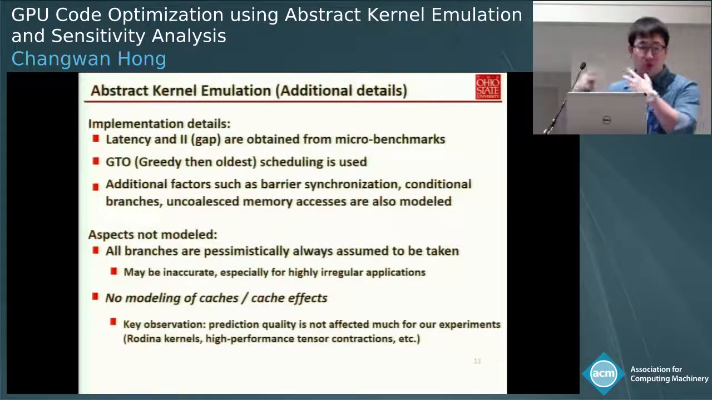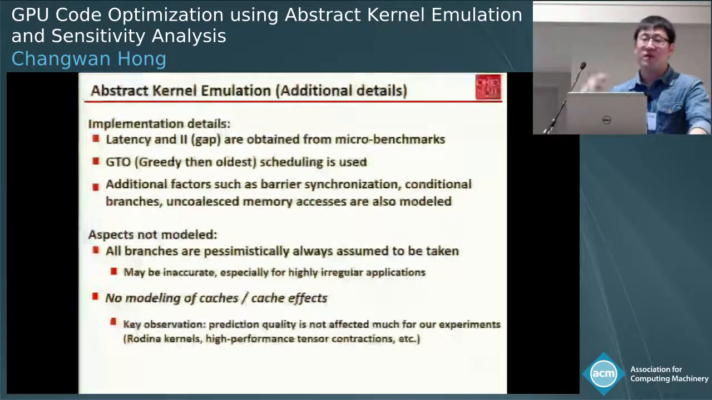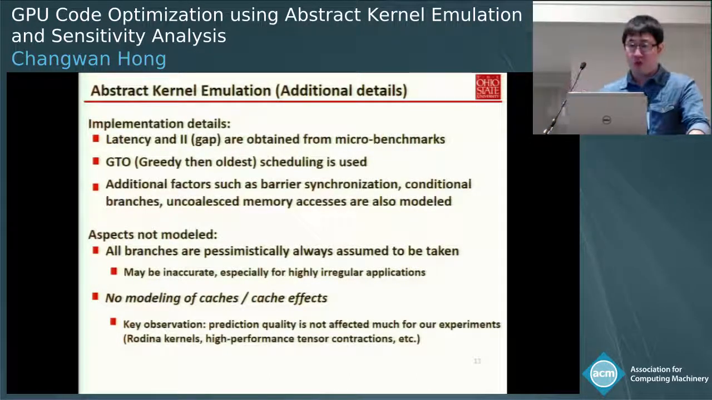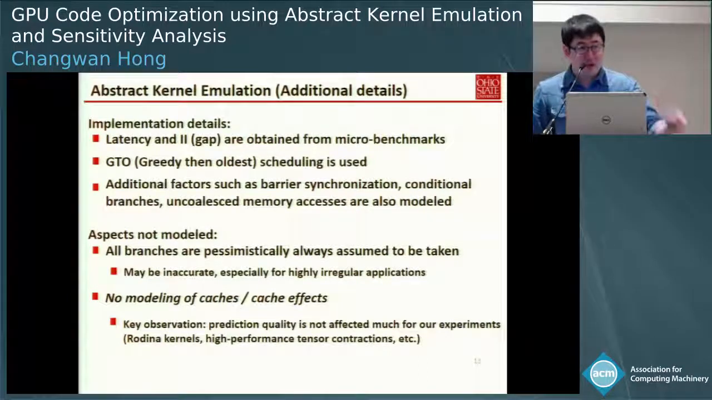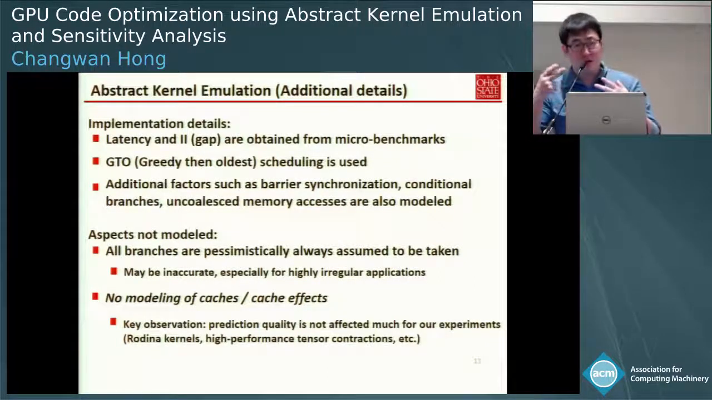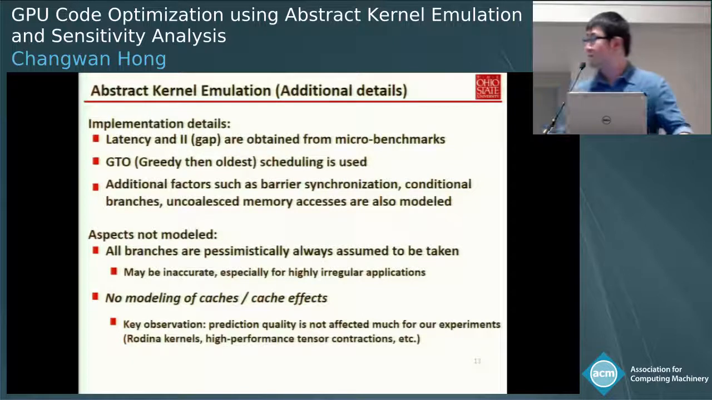Definitely, if we model those effects, the accuracy of abstract kernel emulation can be further enhanced, but the ultimate goal of our work is not on developing an accurate model, but on developing a sufficiently accurate model to guide auto-tuning and manual optimization. Also, I will show how abstract kernel emulation can be incorporated with cache hit rate a little bit later.